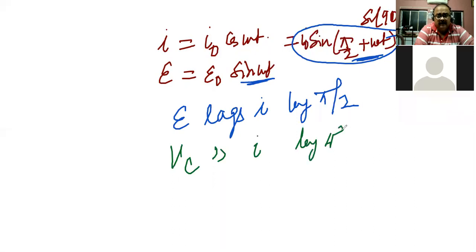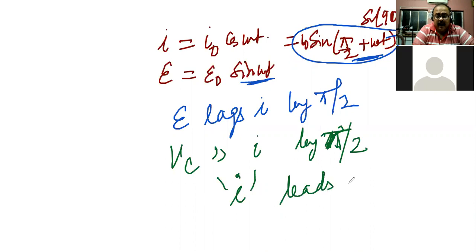Children, you have already seen in the case of a pure inductor that potential leads current by pi by 2, but in the case of a pure capacitor connected across an AC, potential lags current by pi by 2. Or in other words, you can also say here I leads potential by pi by 2. So I is ahead of potential by pi by 2.